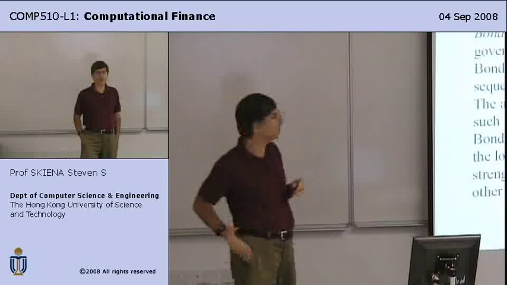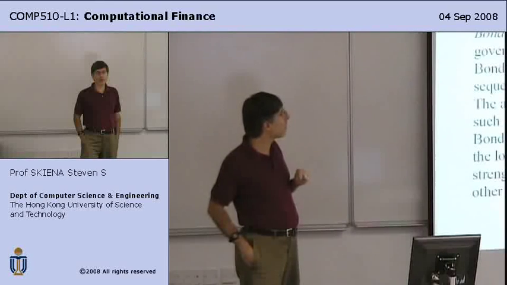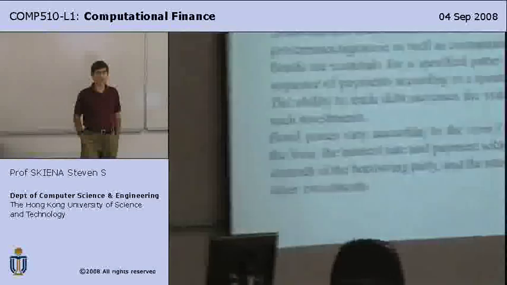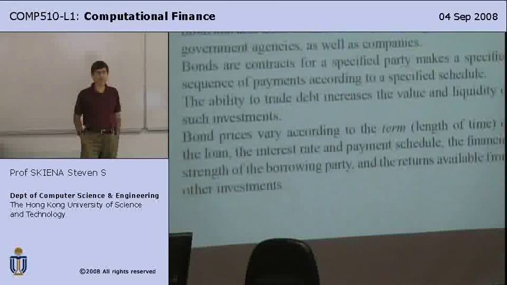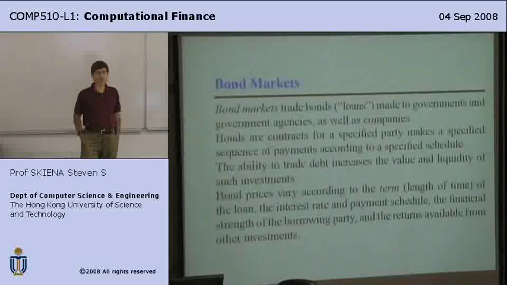That contract is specified by party A is going to pay party B a stream of payments according to a schedule: I will pay you X amount at time one, I will send you Y amount at time two, and so on. And that's what a bond is. It's a contract for a specification of payment.